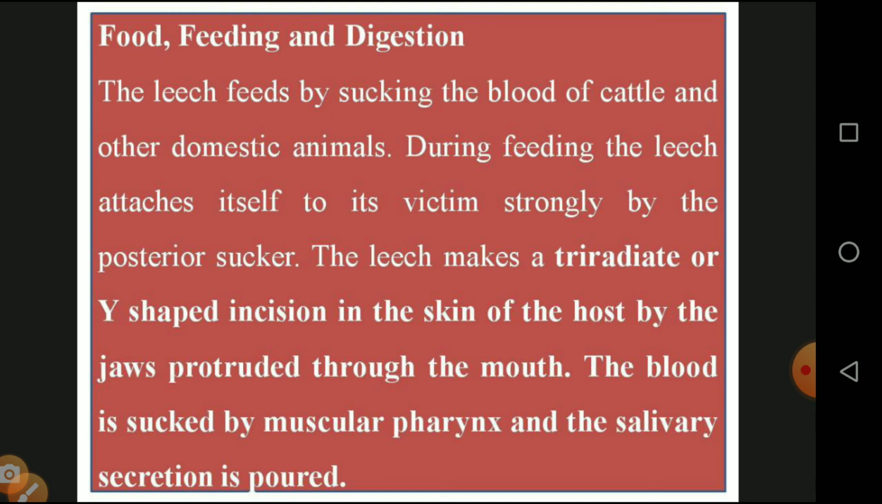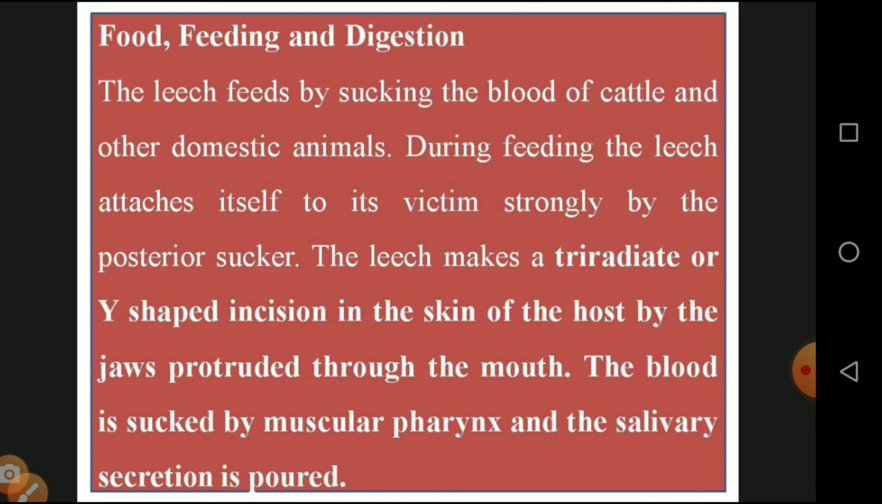The leech feeds by sucking the blood of cattle and other domestic animals. We already saw that it is a sanguivorous organism, so they suck blood. During feeding, the leech attaches itself strongly to the victim with the posterior sucker. First it attaches to the host body and secretes hirudin. Then it bites the organism with triradiate, Y-shaped teeth. That is called the triradiate teeth structure. The leech makes a triradiate or Y-shaped incision in the skin of the host body with its jaws, and salivary secretion is poured through the mouth.